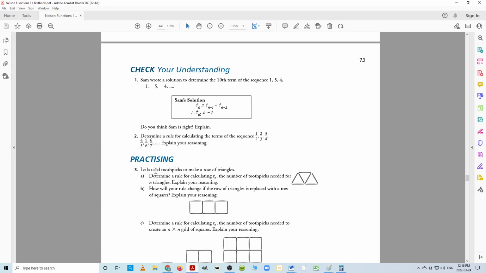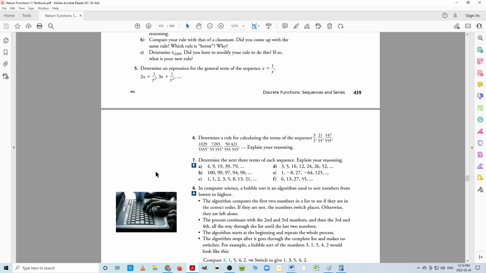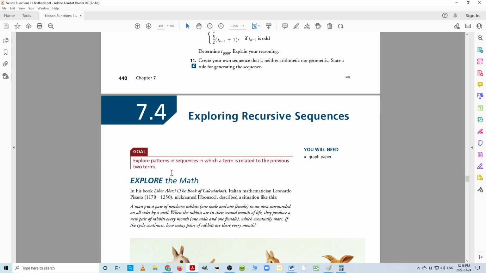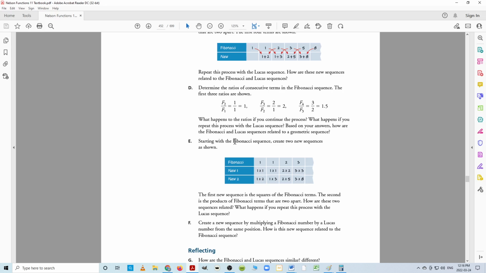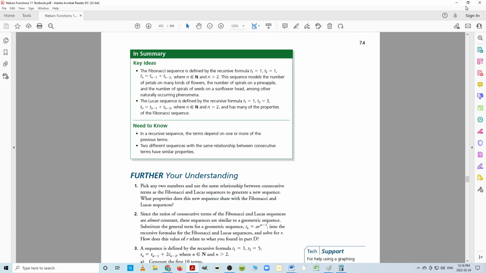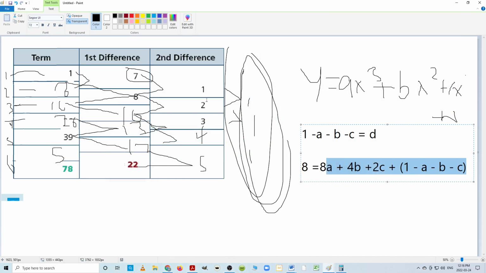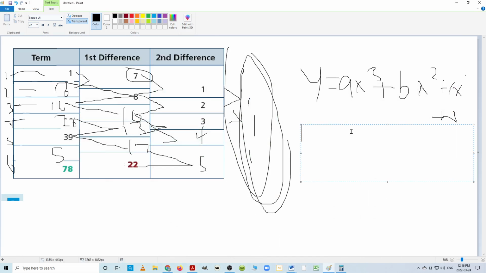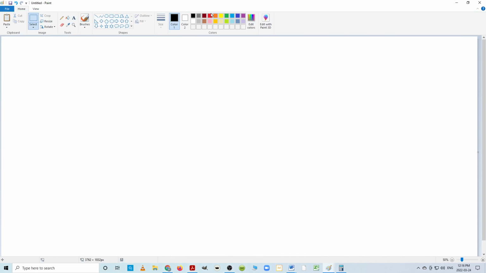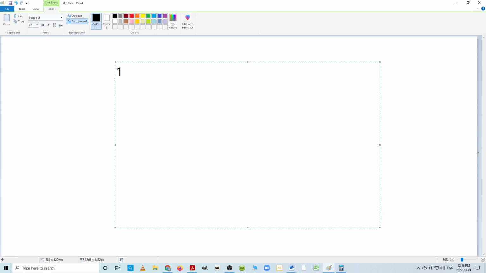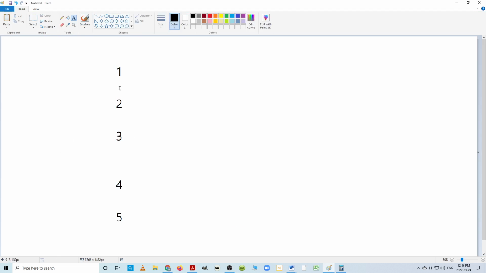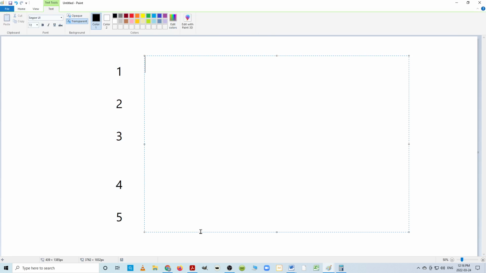Then moving on, it goes on about geometric sequences, but eventually they cover recursive. Now recursives are really weird. Recursives don't follow the arithmetic or the geometric rule, but they do have a pattern. Just the pattern is hard to figure out. So I'm going to write down some terms, 1, 2, 3, 4, 5 terms. You're going to see if you can see the pattern.